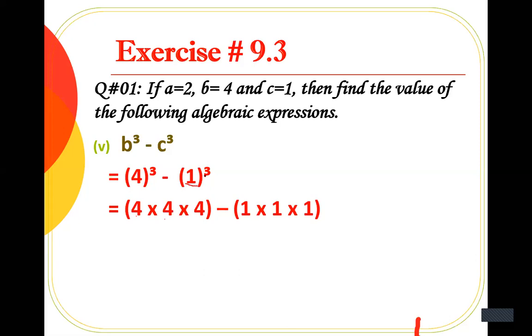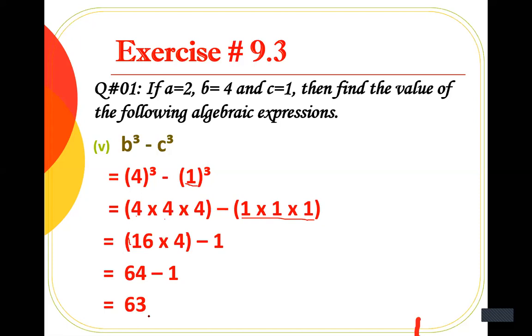Open this bracket. You have to multiply 1 by itself 3 times, so simply you will write 1 multiplied by 1 multiplied by 1. Now 4 multiplied by 4 will become 16, and then multiplied by 4. What will be the answer of 1 multiplied by 1 multiplied by 1? Only 1. Now 16 multiplied by 4 will become 64, and then minus 1. This is a must: place the bracket until your numbers have been completely multiplied. Now 16 multiplied by 4 is 64. Here it is completely multiplied, that's why you will not place the bracket in this step. Now 64 minus 1 will become 63.